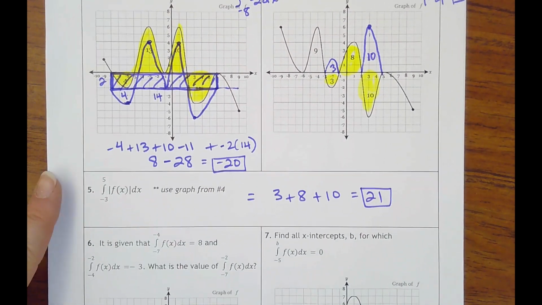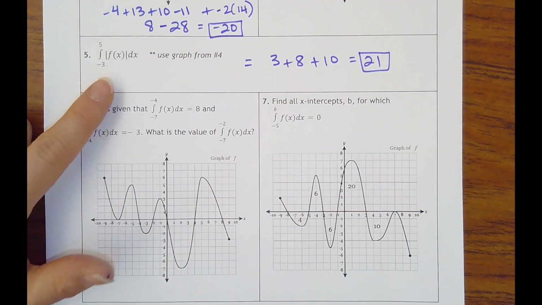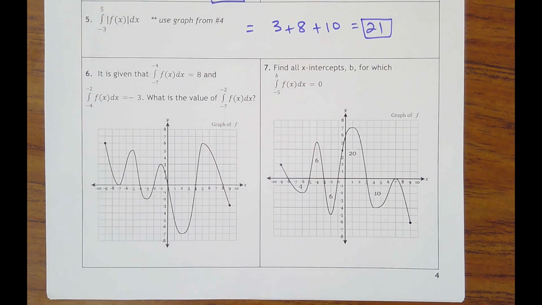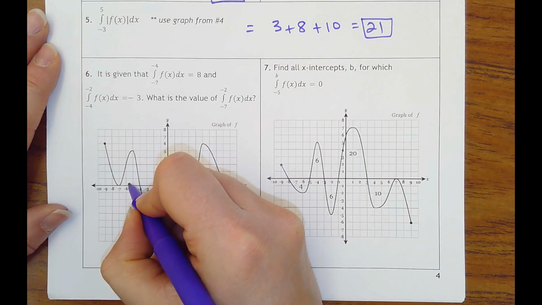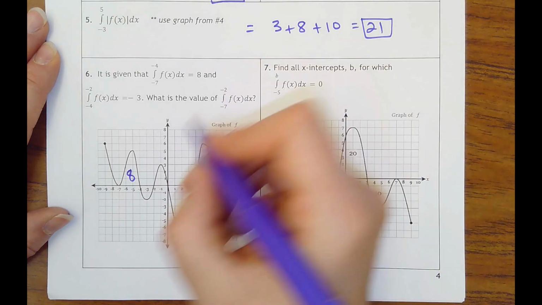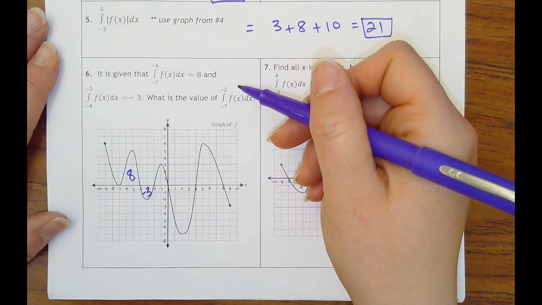So it depends on if the absolute value is around the whole thing. You do it normal and then take the absolute value. If the absolute value is already just around f of x, then you have to just add all the absolute values of those areas. Number 6, we've got an integral where it says from -7 to -4, that area is 8. And then from -4 to -2, that area is -3. What is the value from -7 to -2?